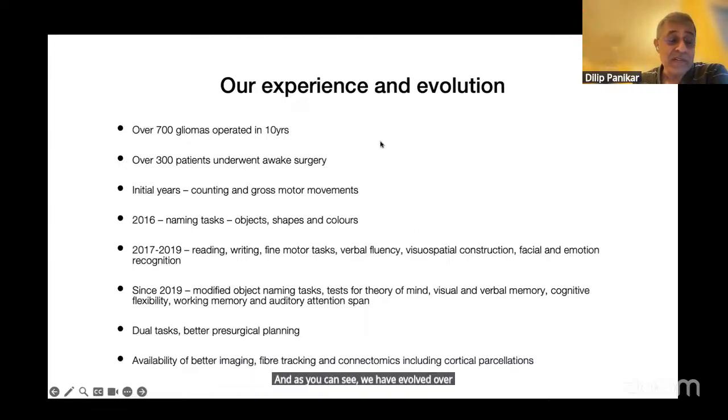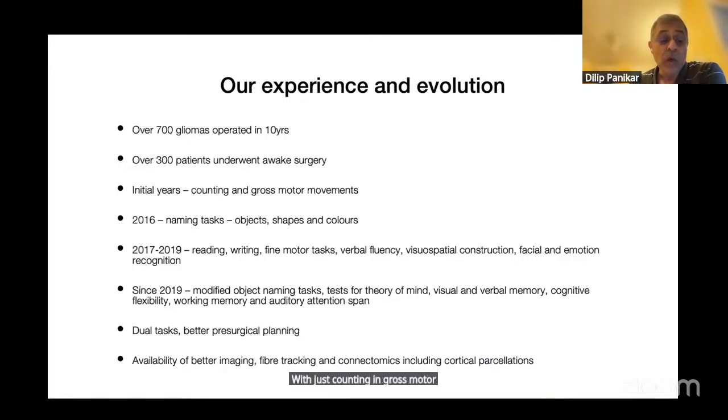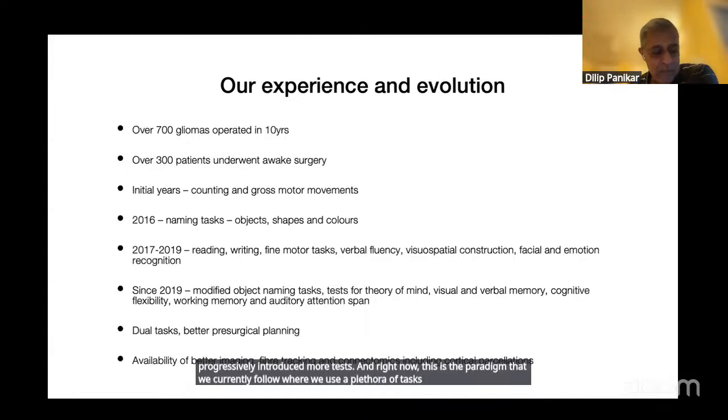In the initial years, our assessment was very basic, with just counting and gross motor movements, and then over the years, we progressively introduced more tests. And right now, this is the paradigm that we currently follow, where we use a plethora of tasks, not only for the sensory motor and visual and the language, but also for higher order cognition as well.